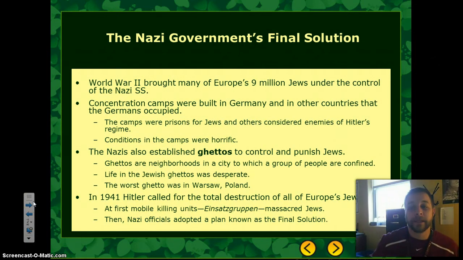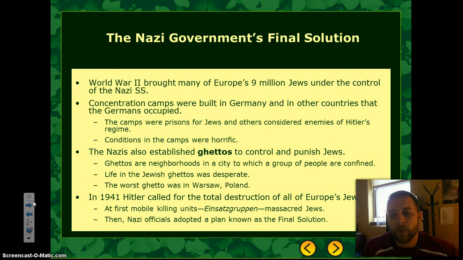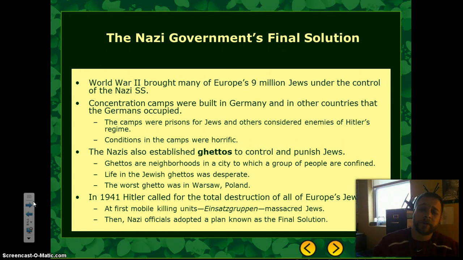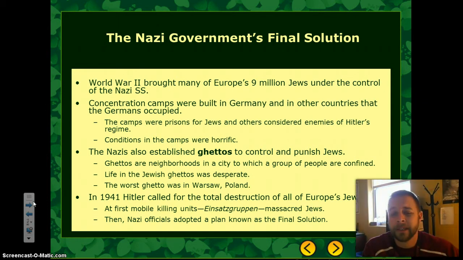All right, so anyway, as the Nazis expand their power throughout Europe through the war, many of the Jews in Europe come under German control. So they start by building concentration camps to put Jews in. In most cases, they're sent to these concentration camps in other countries and in Germany, where Jews will be sent and made to work. Conditions in the camps are terrible. They're not fed enough. They're barely given medical treatment. In many cases, terrible experiments are performed on them. It's just terrible conditions all around.